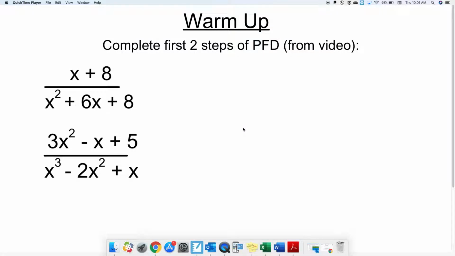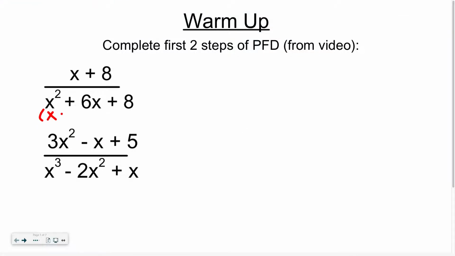Factor x squared plus 6x plus 8? That's (x plus 2)(x plus 4). Okay, so we've done step 1. Now we move on to step 2.